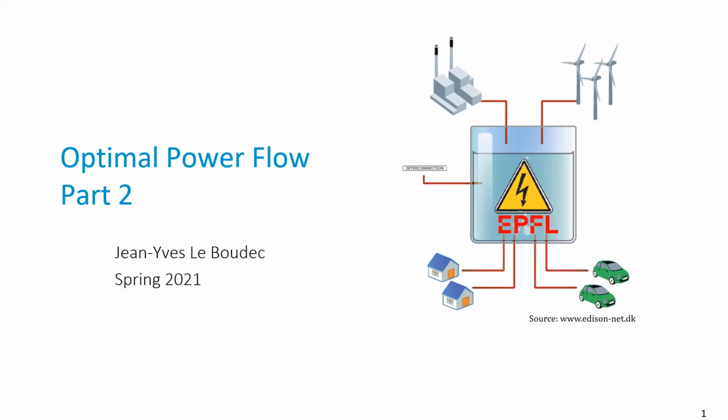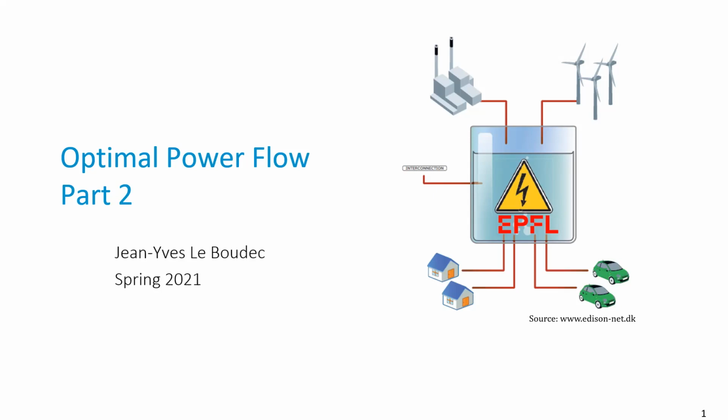So we're ready to start this second module on optimal power flow. Last week, we saw how to pose and solve an optimal power flow, at least with some simplified techniques. But we have not addressed an important element, which is handling uncertainty.